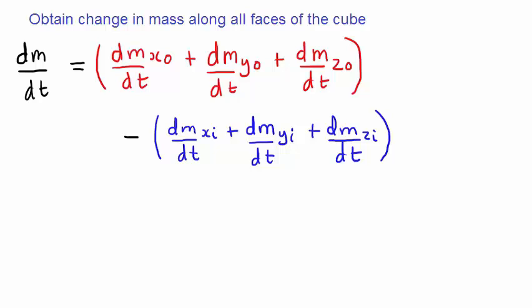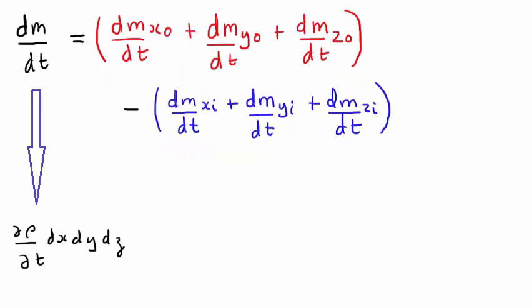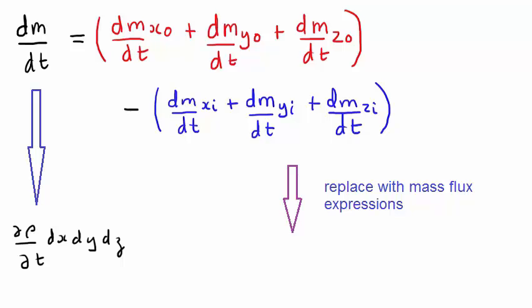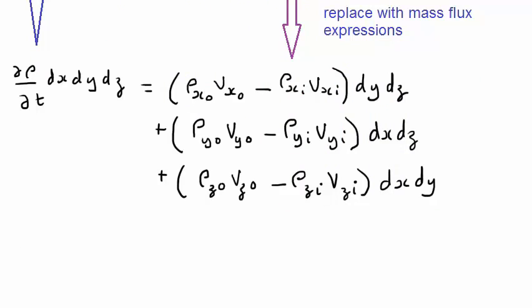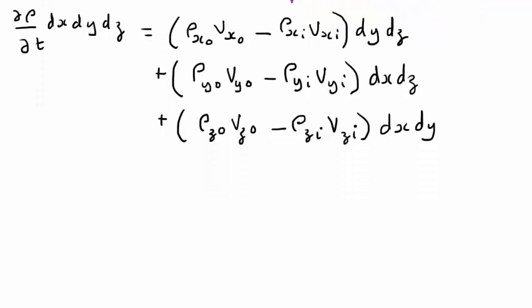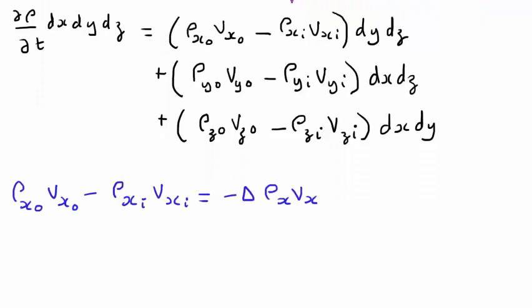Let's start rewriting the expressions into measurable quantities. The mass flow rate dm dt on the left-hand side of the equation can be written in terms of density, d rho dt, times the volume element of the cube, dx, dy, and dz. Similarly, we can rewrite the expression on the right-hand side in terms of mass flux, given by this expression. So each of these expressions on the right can now be written in a more compact form, such as this. Notice that a minus sign has appeared.